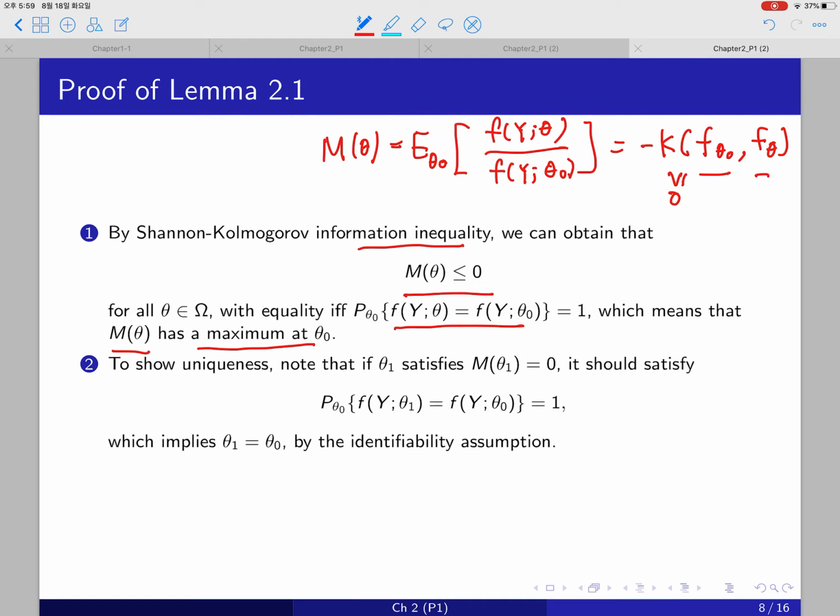Okay. To show uniqueness, suppose we have another zeta_1 satisfying M(zeta_1) equal to 0. Then that means the two densities are equal, so that implies zeta_1 equals zeta_0 by the identifiability assumption. Okay.